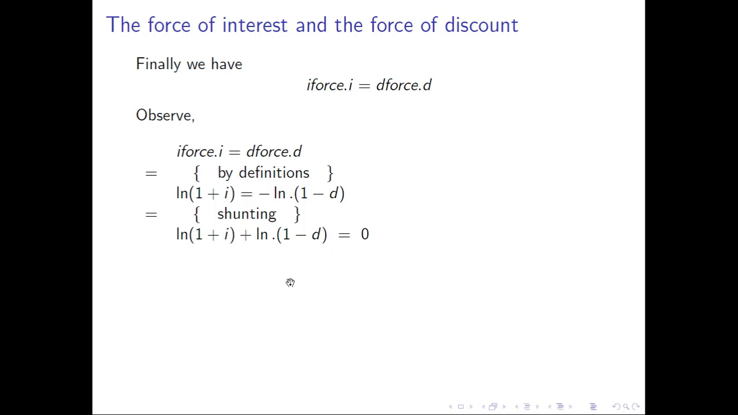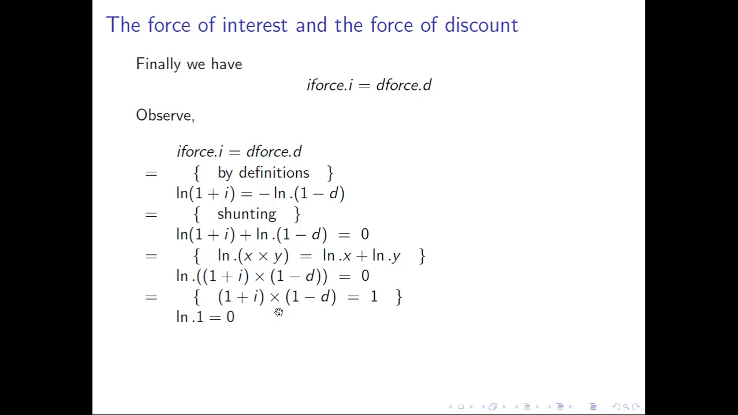Now, we have 1 plus i and we have 1 minus d. Is there a way that we can arrive at our favorite formula, 1 plus i times 1 minus d equals 1? There is, thanks to the property of the natural logarithm. Yes, ln of x plus ln of y is equal to ln of x times y. So if we apply that here, we end up with ln of 1 plus i times 1 minus d equals 0. And of course, we know what to do with that by now.